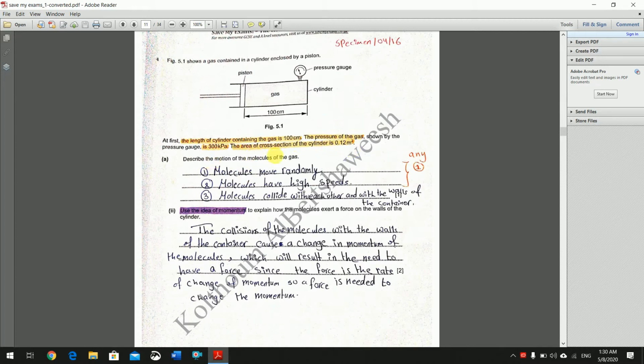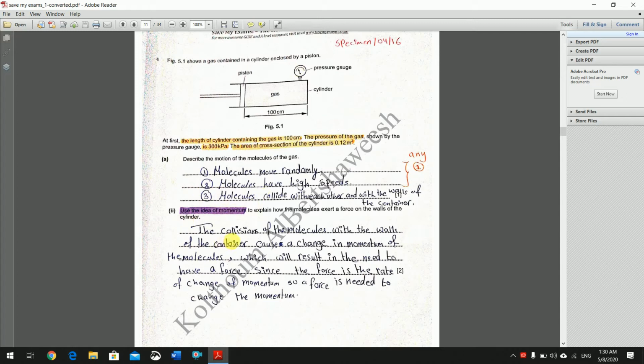So describe the motion of the molecules of the gas. So generally, the molecules of the gas move randomly. They have high speeds, and they collide with each other and also with the walls of the container. You are welcome to choose any one of these points. Now use the idea of momentum, and this is important when the question says that you have to use an idea or you have to write it in terms of something. You have to use that idea to explain how the molecules exert a force on the walls of the container, of the cylinder.